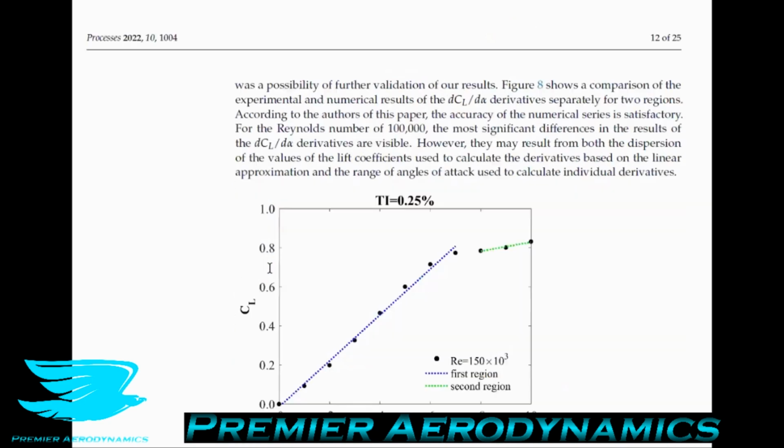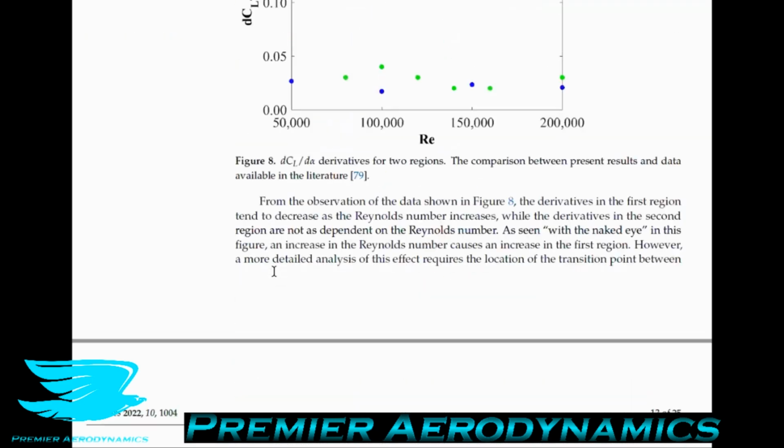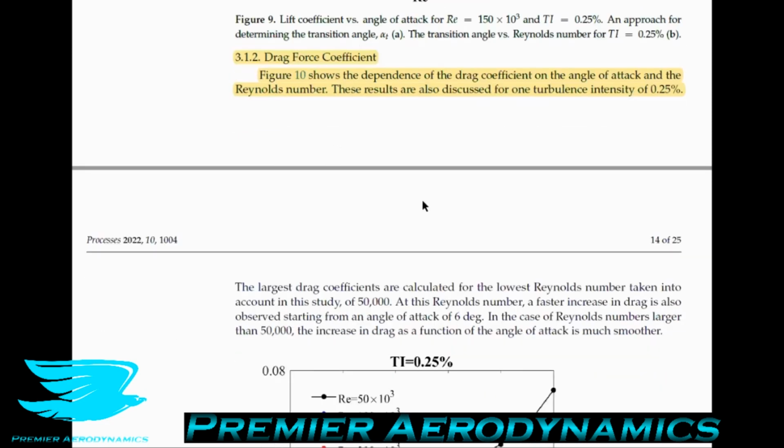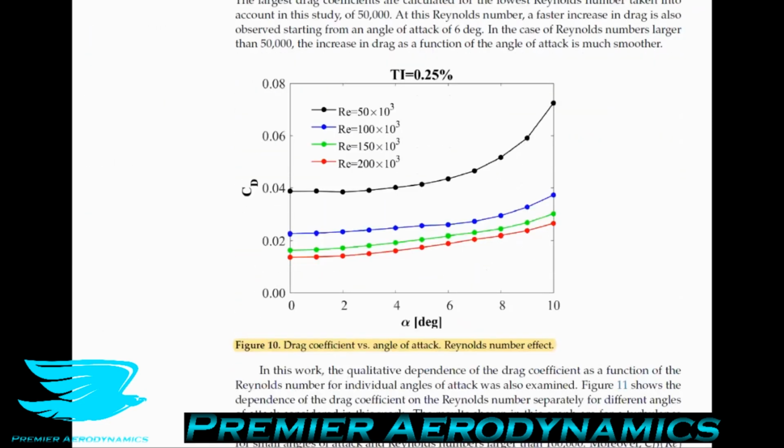So that's the lift coefficient with the different Reynolds numbers. What about the drag coefficient? So figure 10 shows the dependence of the drag coefficient on the angle of attack and the Reynolds number. These results are also discussed for one turbulence intensity only of 0.25%. So let's cover this first, and then we'll get into different turbulence intensities later.